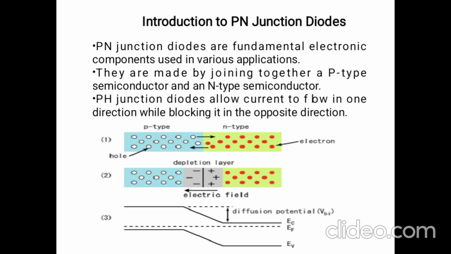Similarly, immobile negative ions deposited across the P region prevent further diffusion of charge carriers from the N region to the P region. The cut-in voltage of a germanium diode is 0.3 volt. The cut-in voltage of a silicon diode is 0.7 volt.